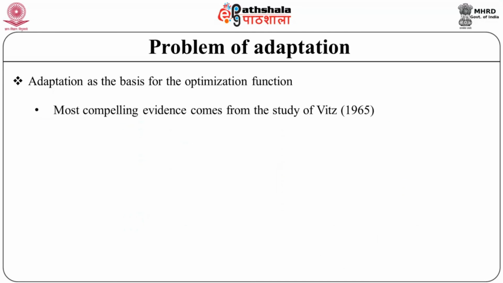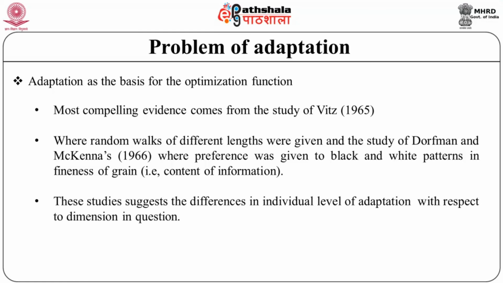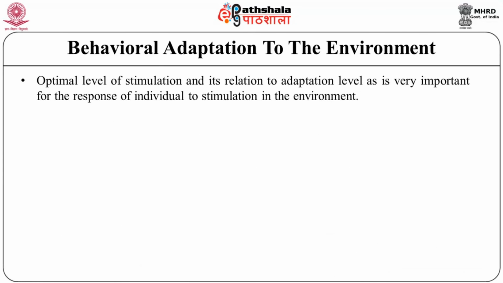The most compelling evidence comes from the study of Wohlwill in 1965, where random walks of different lengths were given, and the study of Dorfman and McKenna, where preference was given to black and white patterns in fineness of grain. These studies suggest differences in the individual level of adaptation with respect to the dimensions in question. Now let us see the behavioral adaptation to the environment.